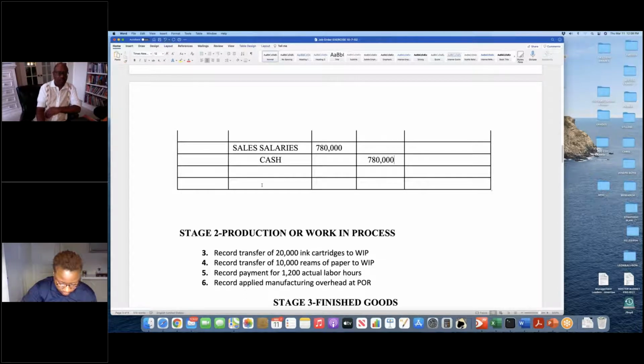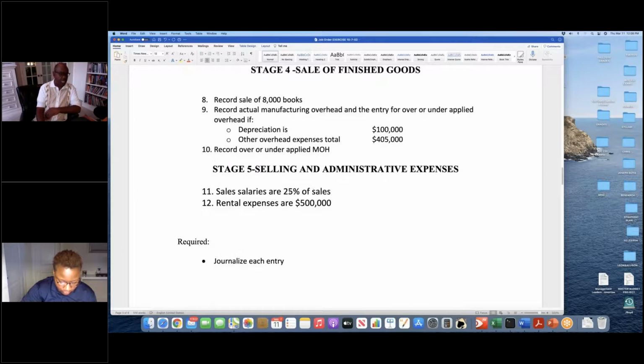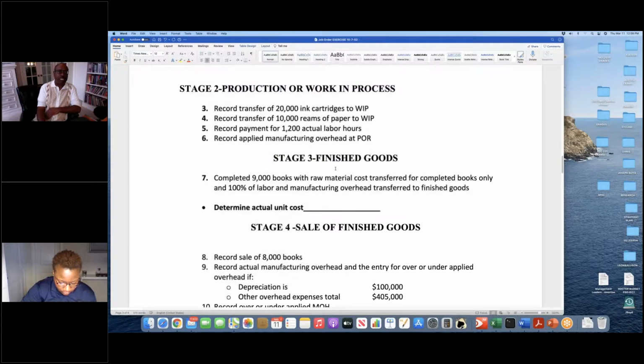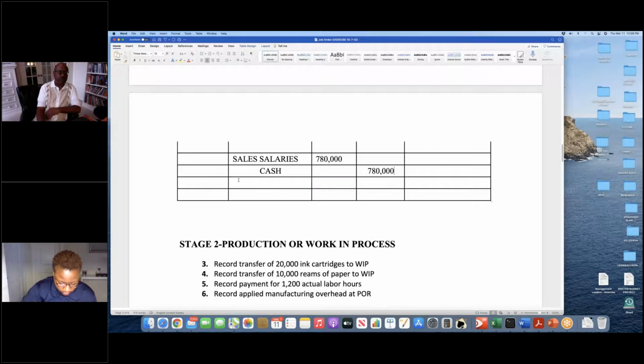So you will always be given a percent, 10, 15, 20. You just multiply it by sales. Then the rents were what? 500,000. So we're just going to debit rental expense, credit cash, 500,000. And now we're almost done.